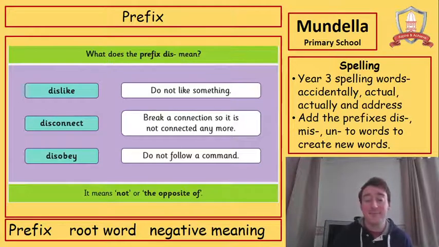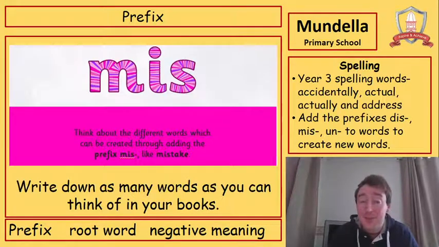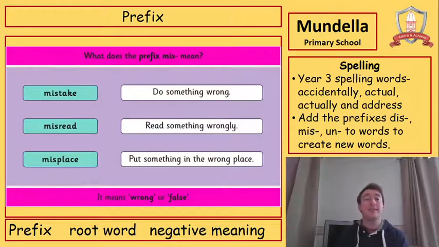Be interesting to see. Okay, let's look at the next prefix, which is miss. And we've got the word mistake, didn't we, in the slides before. So what I'd like you to do now is pause the video and see how many words you can think of with the prefix miss. So pause now and then unpause when you're ready to see what the rule is. 3, 2, 1. Okay, let's have a look.